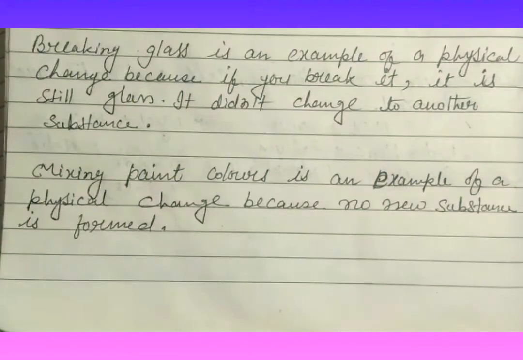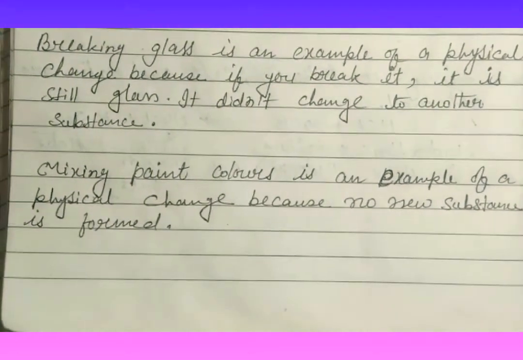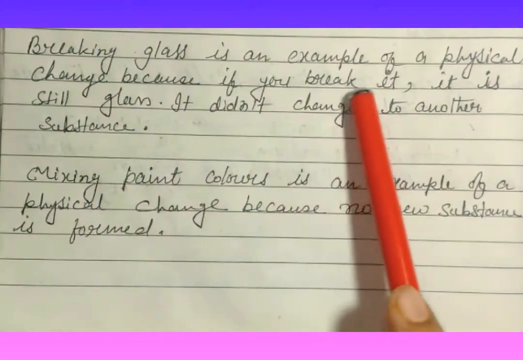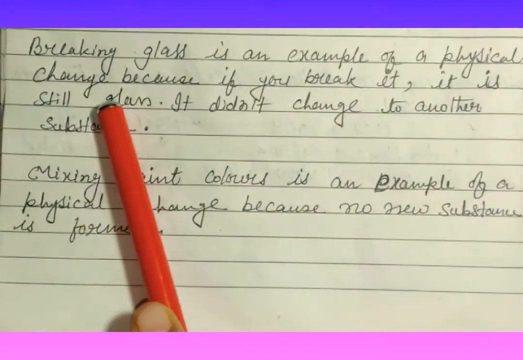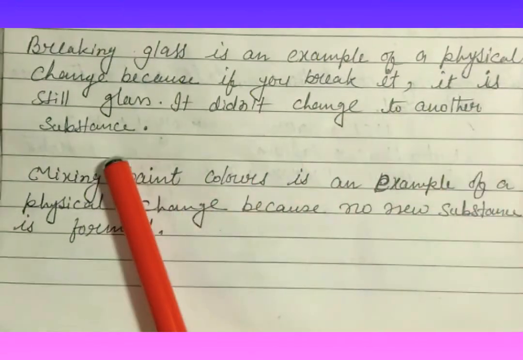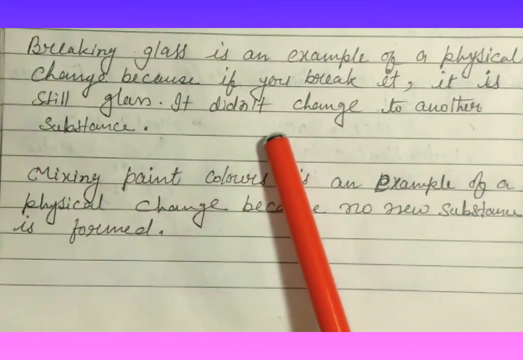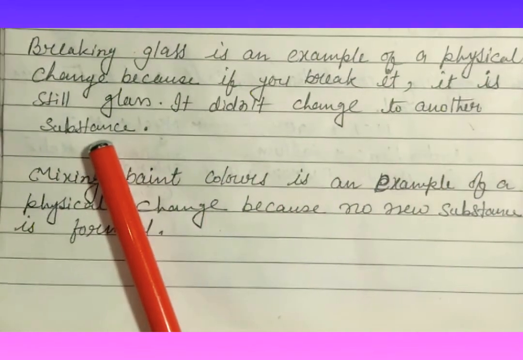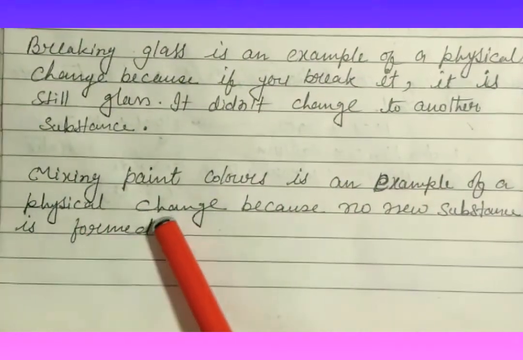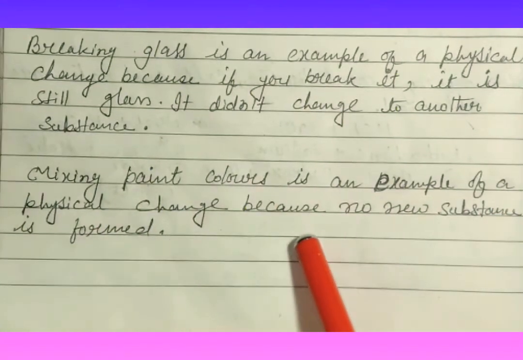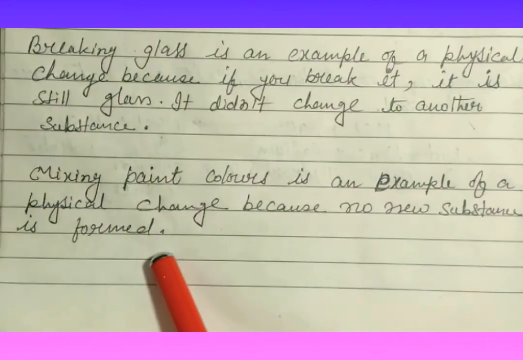Now the next question, how can you say that these are physical changes? Breaking glass is an example of a physical change because if you break it, it is still glass. It didn't change to another substance. Mixing paint colors is an example of a physical change because no new substance is formed.